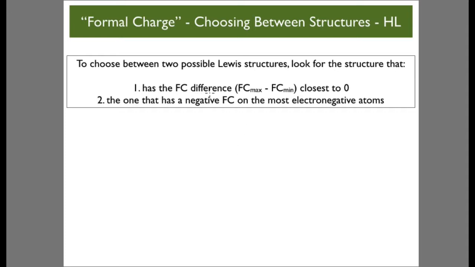To choose between 2 possible Lewis structures, you look for structures that have a formal charge difference closest to 0. And you work that out by the maximum formal charge minus the minimum formal charge, the difference between the two. Secondly, the one that has the negative formal charge on the most electronegative atoms. Let's have a look.